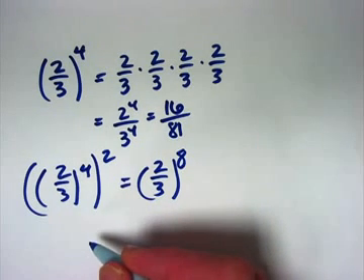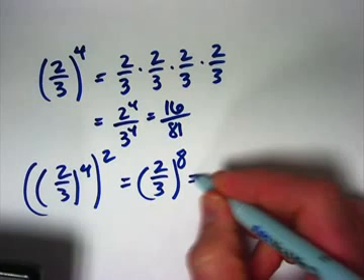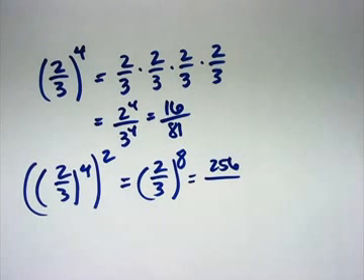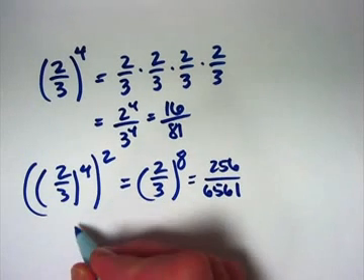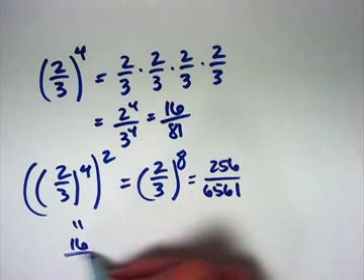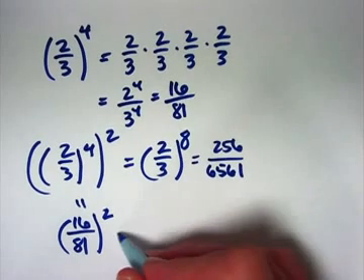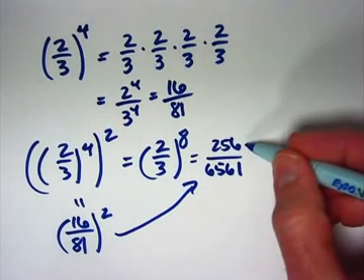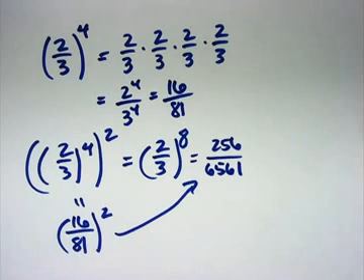As far as the calculation goes, you can do 2 to the 8th divided by 3 to the 8th. 2 to the 8th is 256. 3 to the 8th, if you use your calculator, you should check it on your own here, is 6,561. That should be the same as 16 over 81 to the 2nd power. And indeed it is. 16 squared is 256. Try it. 81 squared is 6,561. Try it on your calculator. I just tried it on mine. It does work.